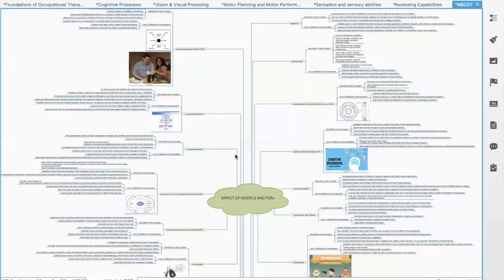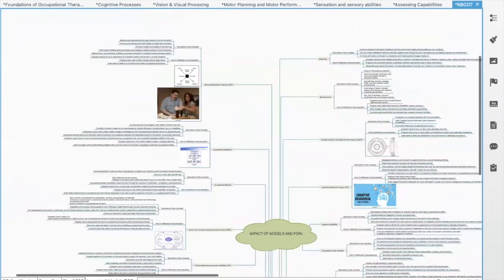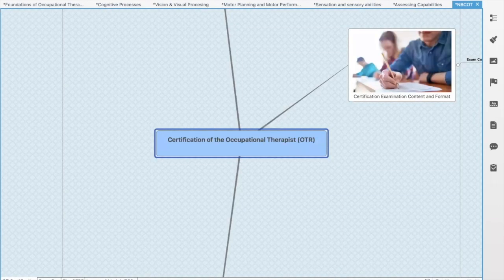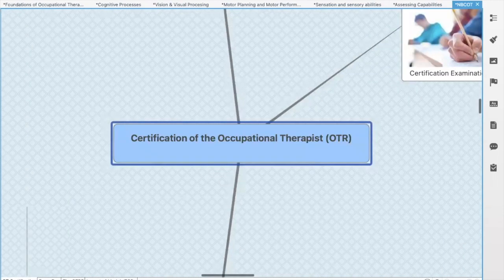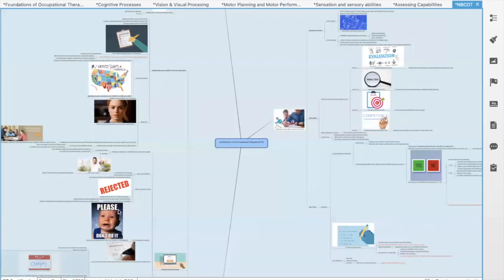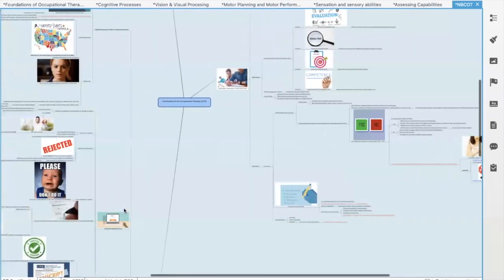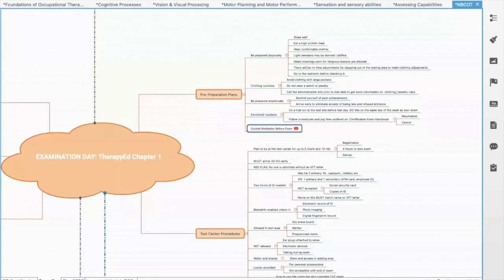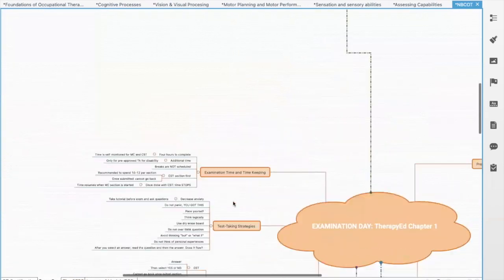And then last but not least, we have preparation for the NBCOT exam. This just touches on the OT certification, lots of visuals, which are awesome and great to keep me engaged. What it's like for the exam day.